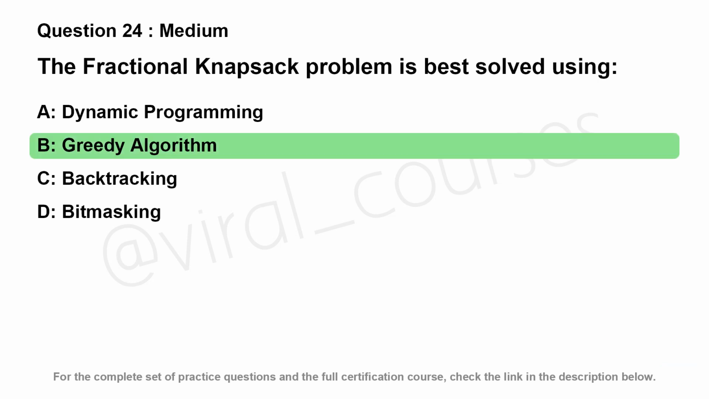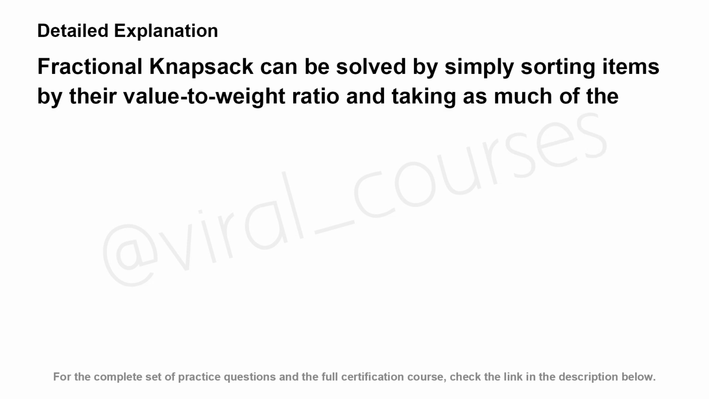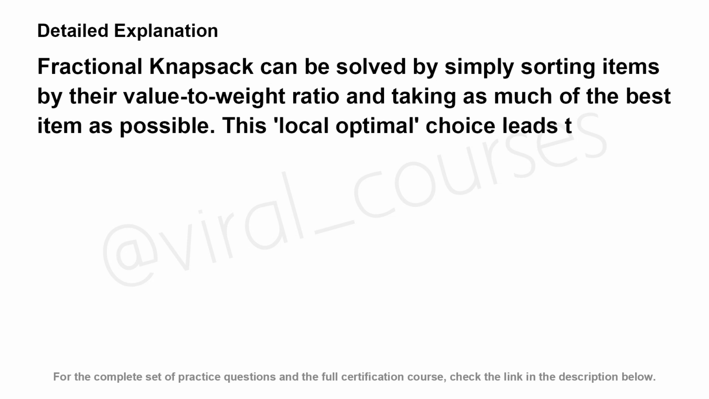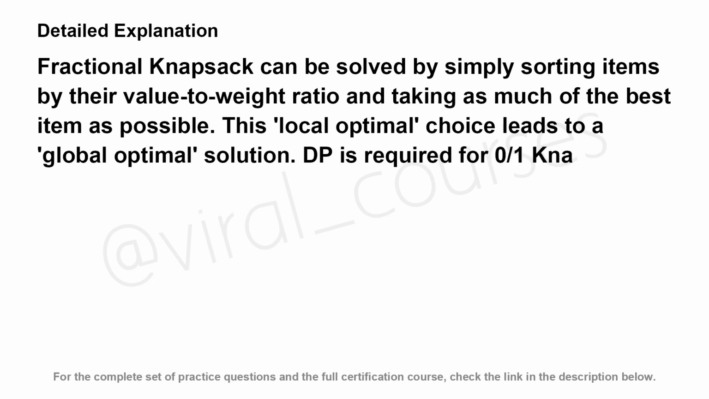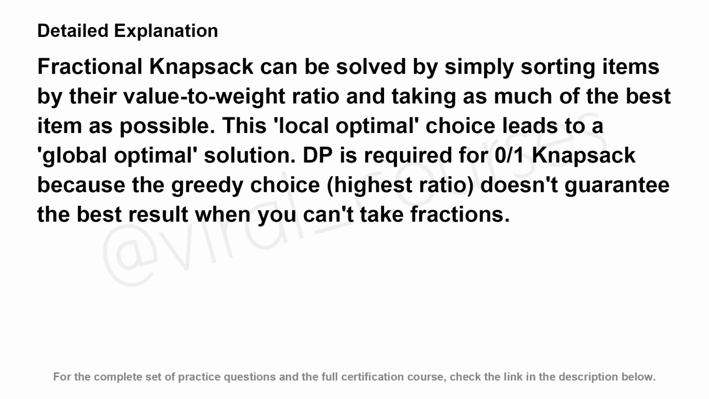The correct answer is B. Fractional knapsack can be solved by simply sorting items by their value to weight ratio and taking as much of the best item as possible. This local optimal choice leads to a global optimal solution. DP is required for 0/1 knapsack because the greedy choice, highest ratio, doesn't guarantee the best result when you can't take fractions.